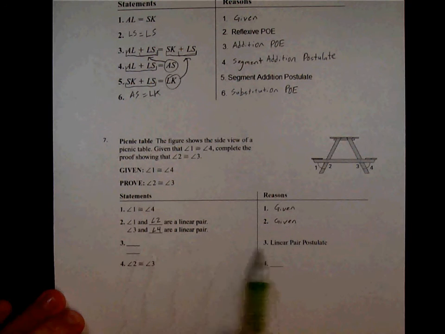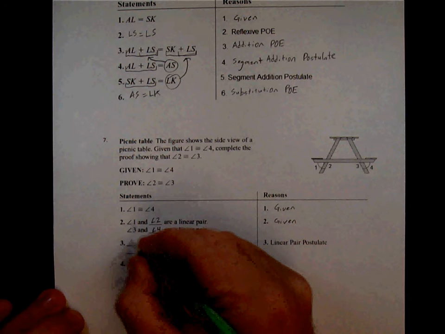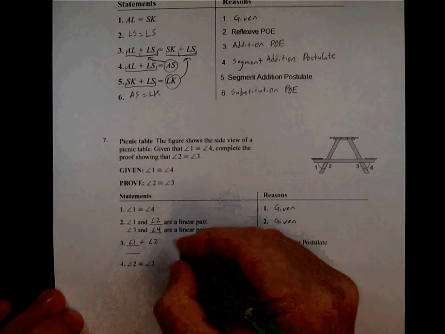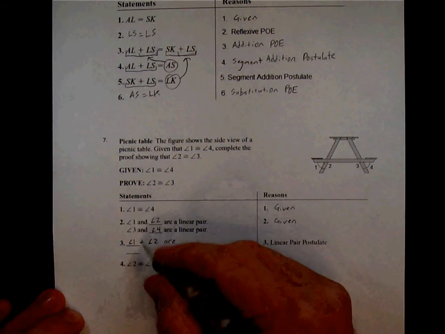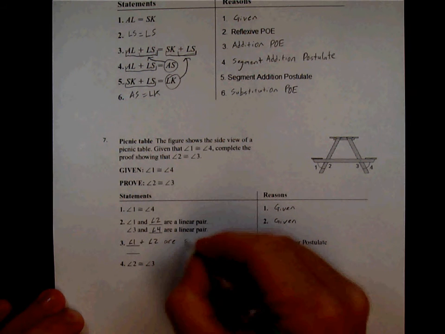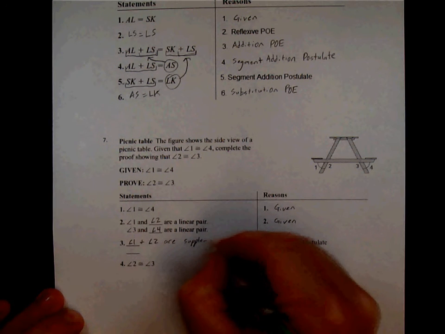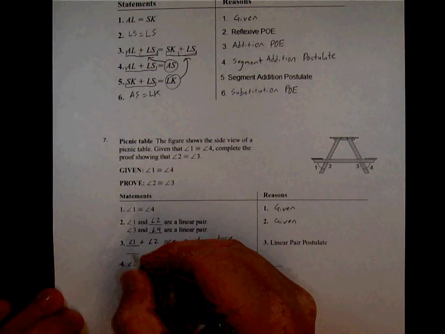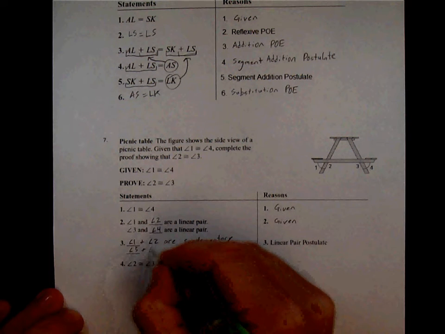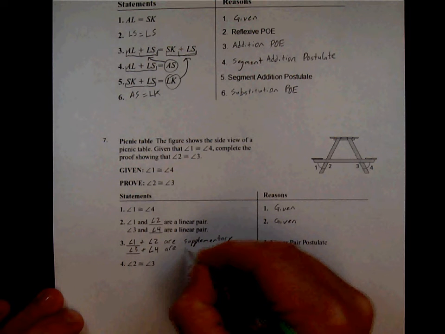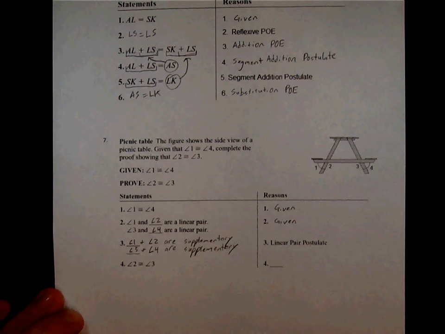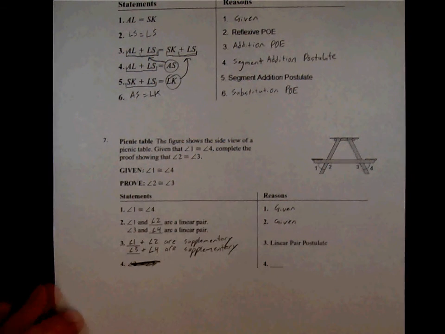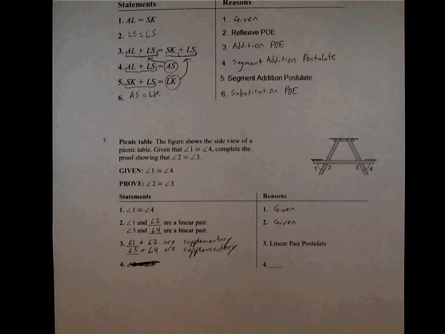The linear pair postulate says that if they're a linear pair, then they're supplementary. So we could say that angle 1 and angle 2 are supplementary. We are going to need one more step before line 4. So, sorry, let me go back. 1 and 2 are supplementary. And then we can say 3 and 4 are supplementary. And okay, so I cannot yet say step 4. I'm going to cross that out. We'll get back to that. I have to do some work first.